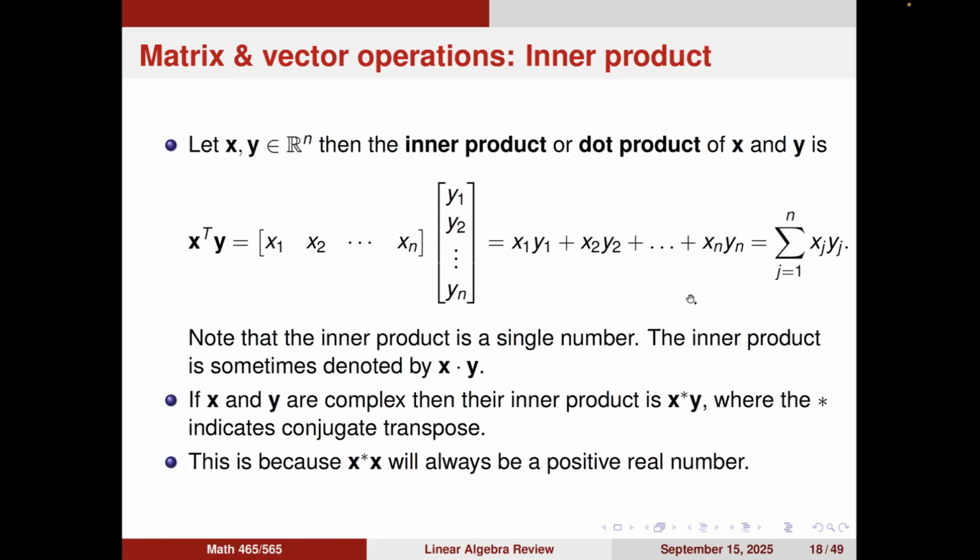Something that's worth noting, though, is that if x and y are complex vectors, then the inner product is actually given by x star y, indicating that you use the conjugate transpose, not the regular transpose. And this is because this will allow for x star x to always be a positive real number, with the one exception being if x is 0, then it'll be 0.